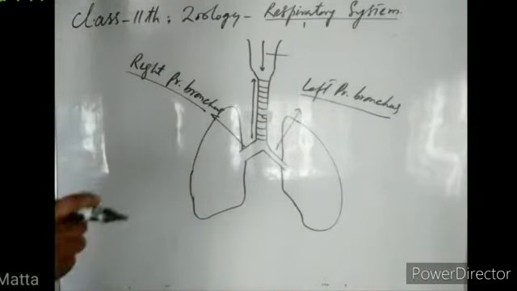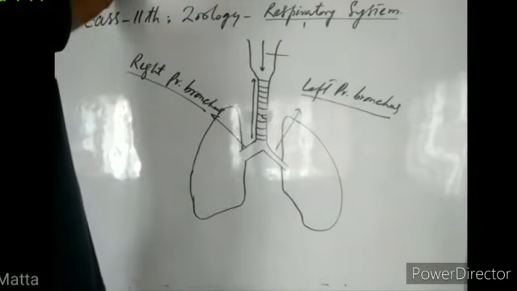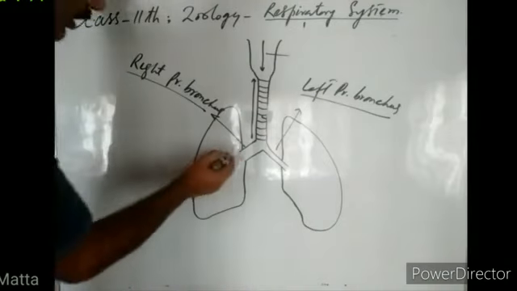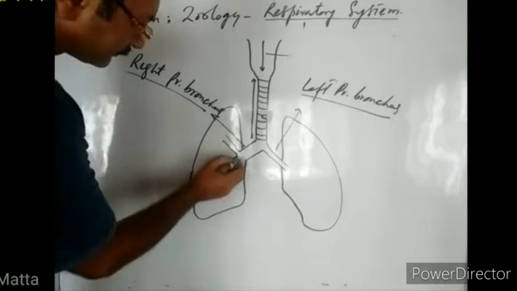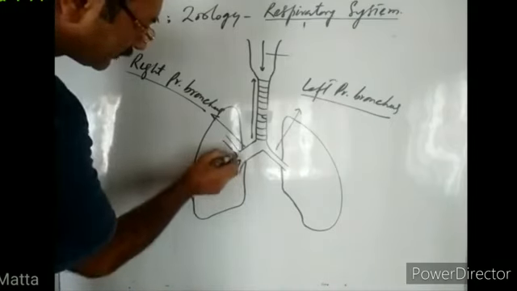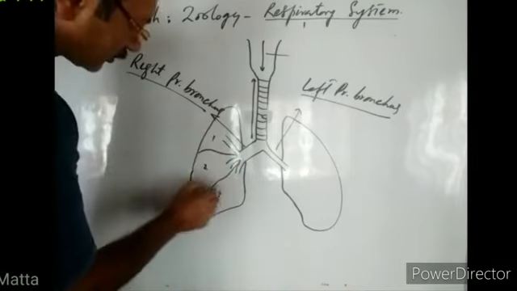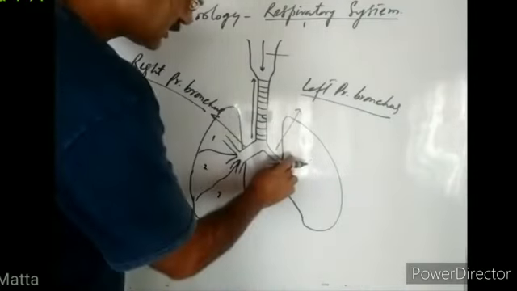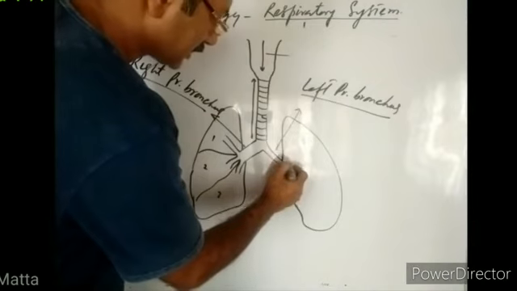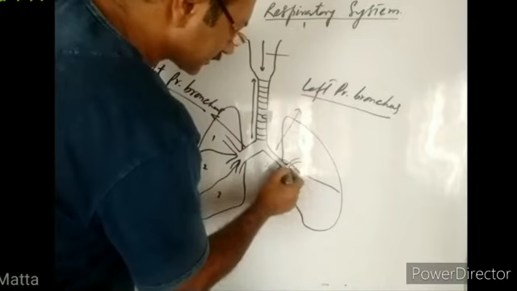You know, our lungs are five lobed. Our right lung is three lobed and our left lung is two lobed. So this right primary bronchus divides and enters into the three lobes of the lung. This is the first lobe, second lobe, and third lobe. So for that purpose, it is short and wide. It divides into three lobar bronchi. Whereas our left lung is only two lobed, so the left primary bronchus divides into two branches.